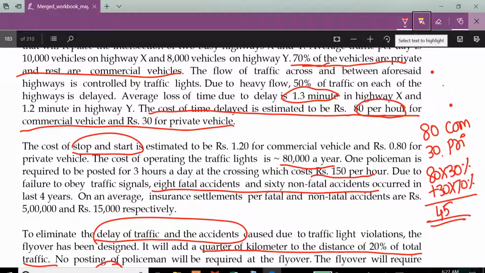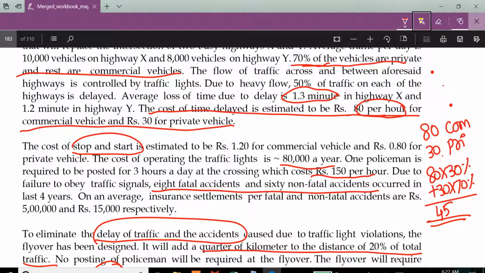Now listen, the cost of start and stop is 1.2 for commercial vehicle and 0.80 for private vehicle. Now let's not understand it as 1.2 and 0.80. Let's take a weighted average first. Weighted average is 1.2 into 30% of the traffic and 0.8 into 70% of the traffic. Every time there is a start and a stop, 1.2 is the cost for a commercial vehicle, 0.8 is the cost for a private vehicle. I don't want to know commercial, I don't want to know private, I will take a blended number.